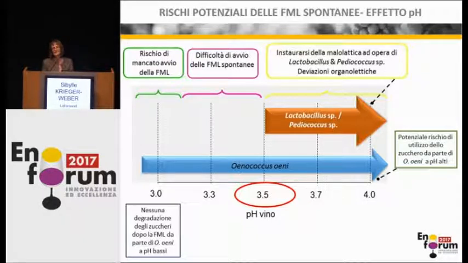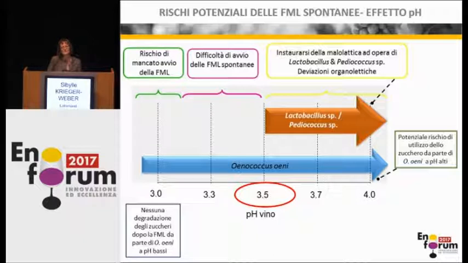I always say below pH 3.5, the life of a winemaker is less dangerous, because normally it's only Oenococcus oeni dominating the malolactic fermentation. If you go lower, to the line at pH 3.0, it's certainly a big effort also for starter cultures to induce the malolactic fermentation.